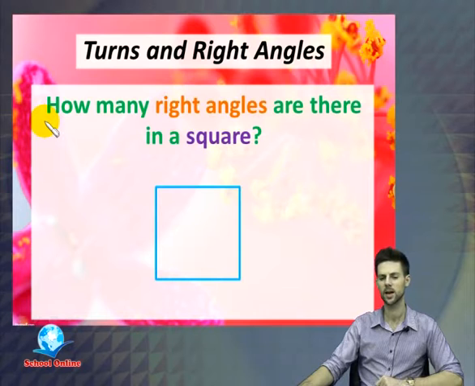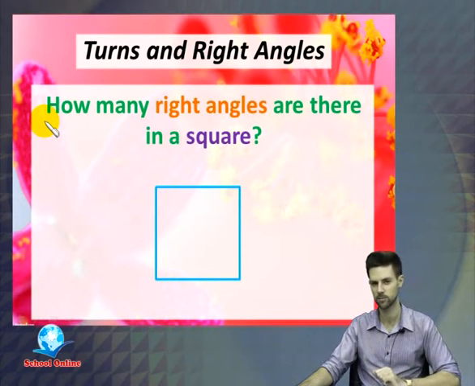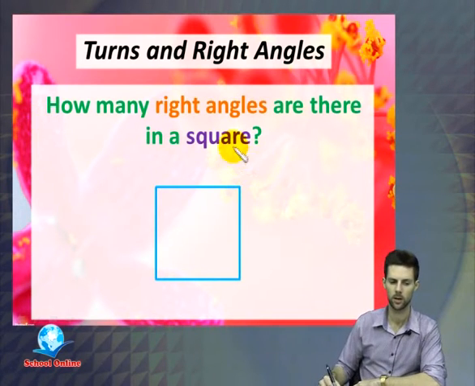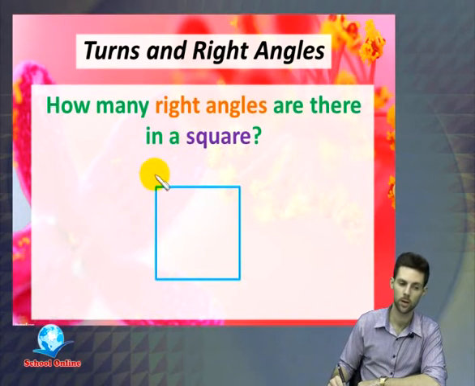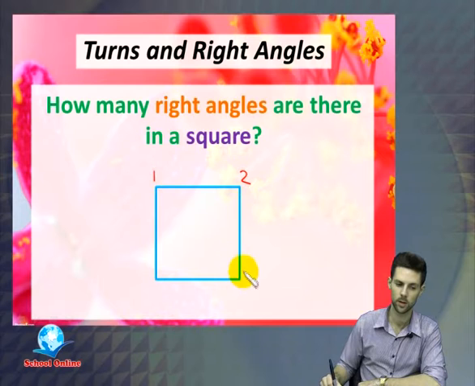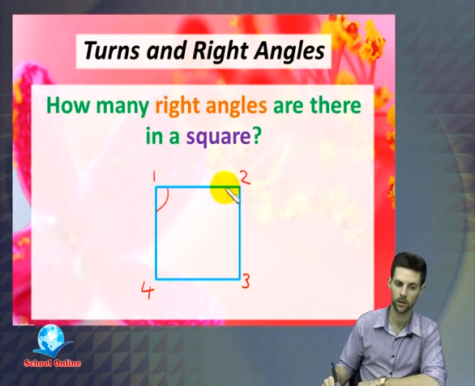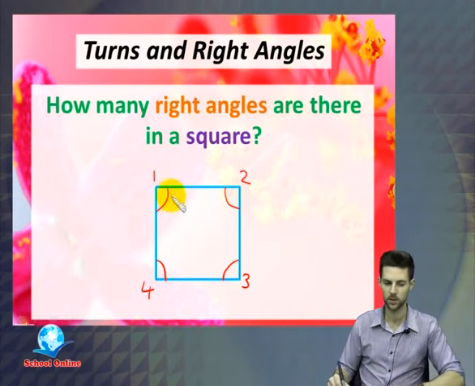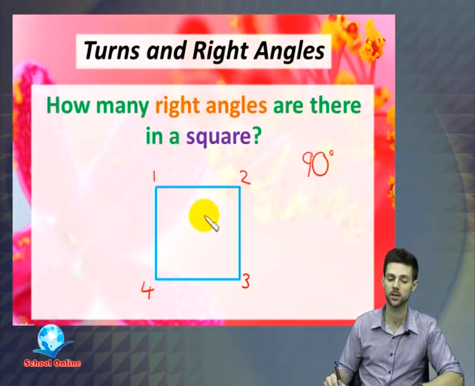How many right angles are there in a square? We know there are 4 right angles in a rectangle, but how many in a square? Well, let's have a look. How many angles are there inside the square? 1, 2, 3, 4 angles again. We have this angle here, here, here, and here. So how many of these angles are right angles? Remember, a right angle is exactly 90 degrees.